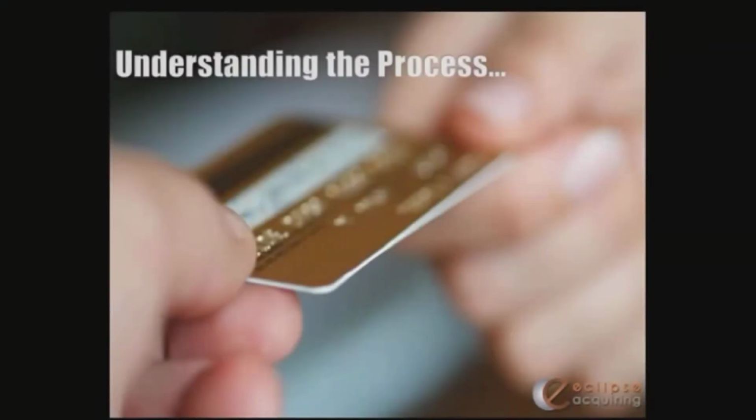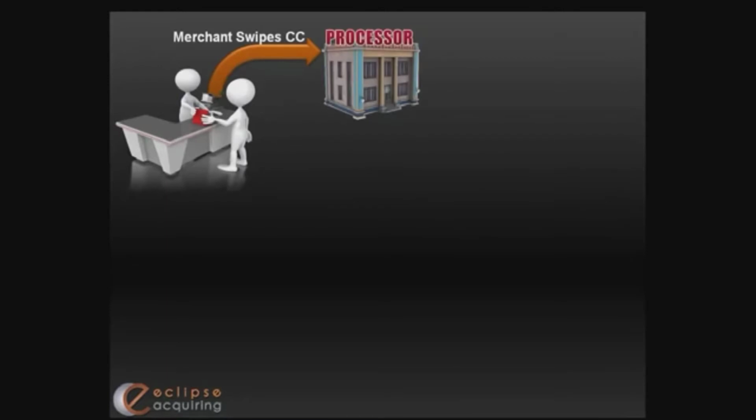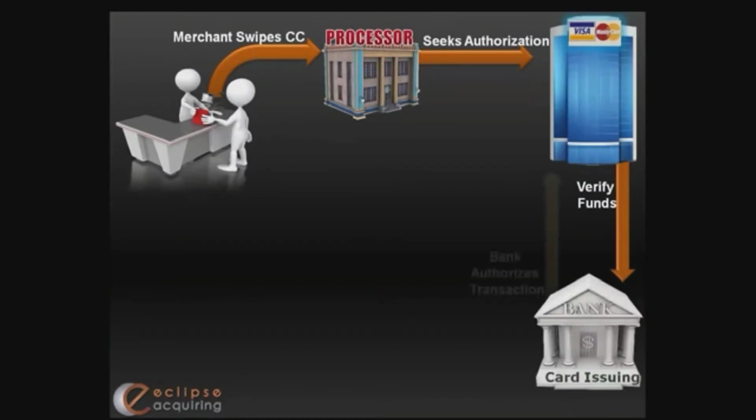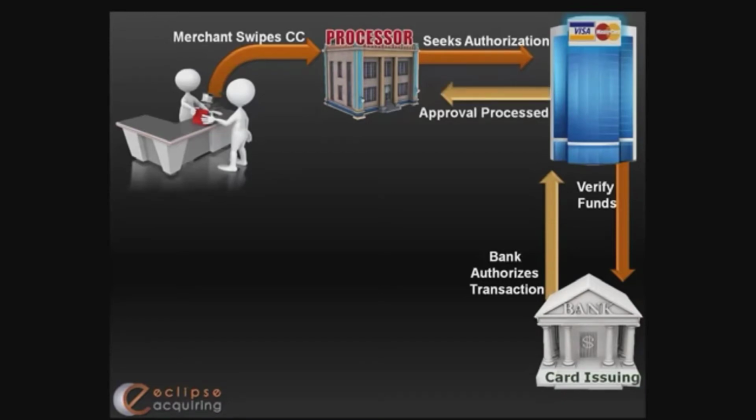Let's start with understanding the process of accepting credit cards. It starts with a consumer presenting their credit card to the merchant. The merchant swipes the credit card and it is directed to the processor, which then seeks authorization through the card type network. Interchange directs the inquiry to the correct card issuing bank of the consumer. The bank then verifies the funds are available and returns a response of approved or declined.